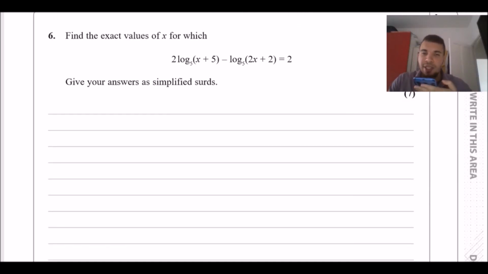Okay, guys, number 6. So here we need to find the exact values of x for which this log equation equals 2. All right? Give your answers as simplified surds. Ooh, all right.